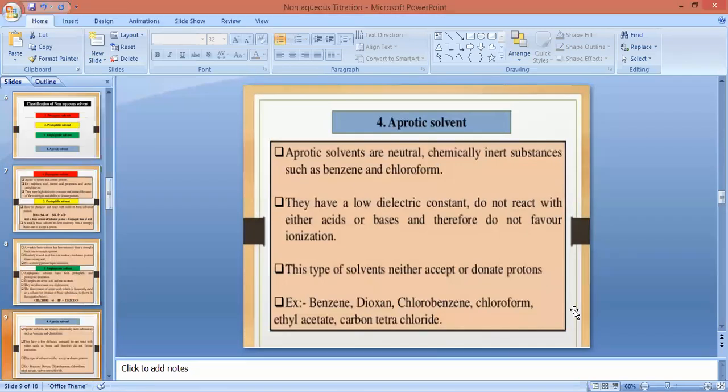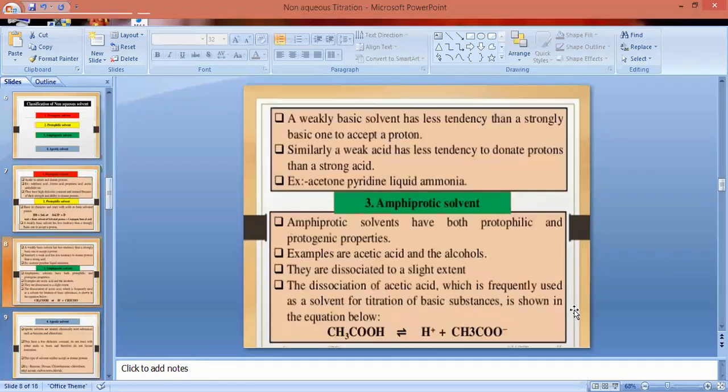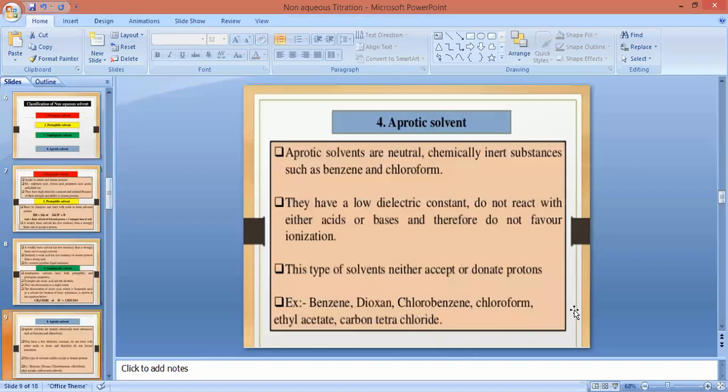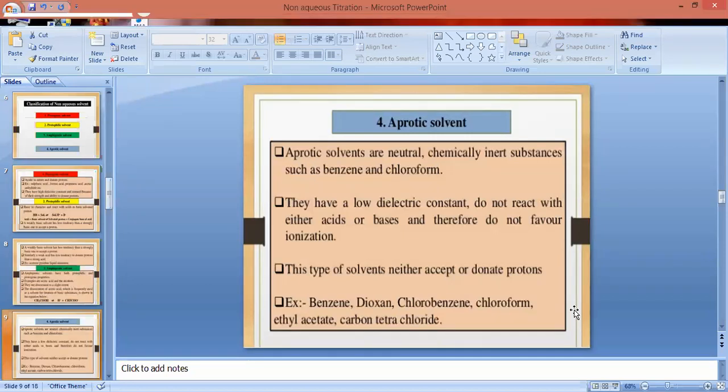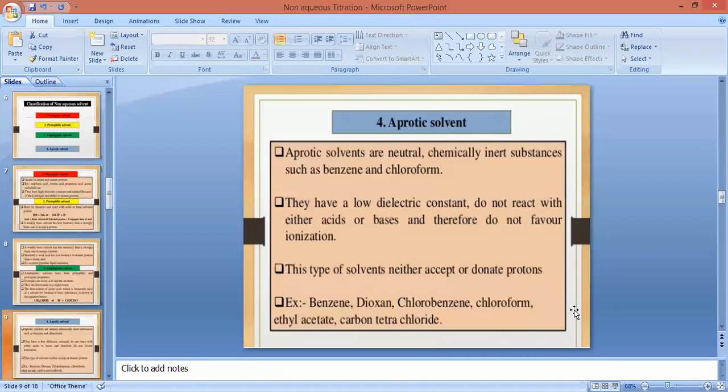So, understood the classification of non-aqueous solvents, that is protogenic, protophilic, amphiprotic and aprotic, depending upon the nature of either donation, acceptance, both or nothing. They are categorized into 4 classes.